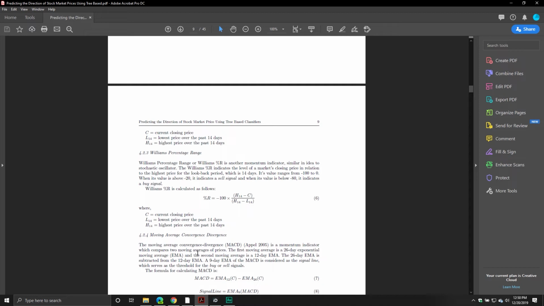But this one is in relation to the highest price. So the previous one was in relation to the lowest price. This one is in relation to the highest price. This one can take on a range between -100 to 0. When its value is above -20, it indicates a sell signal. And when its value is below -80, it indicates a buy signal.